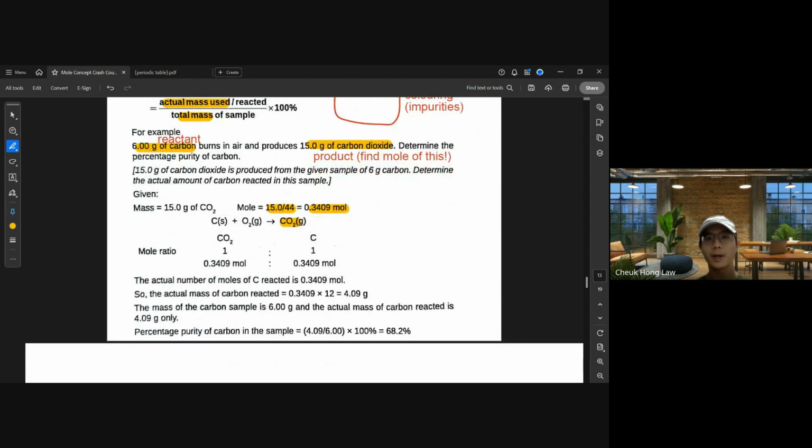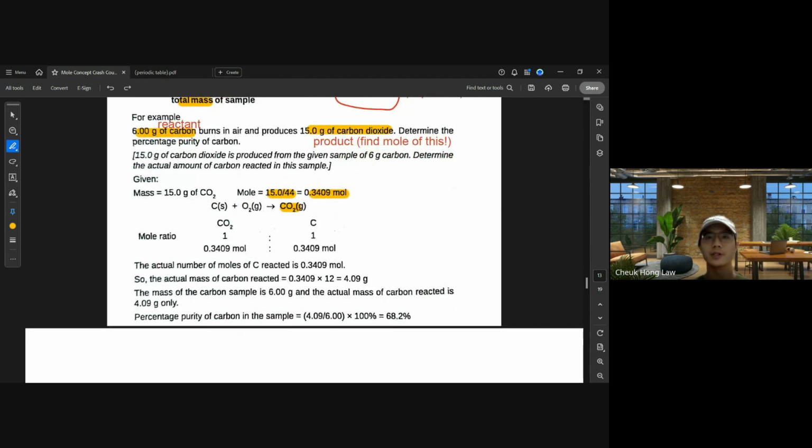Okay, then now I compare the mole ratio. Wait, sorry, now is the chemical equation. So the chemical equation is carbon plus oxygen to give me CO2. Okay, that's the second step. Then finally, the third step is to compare mole ratio. So I'm going to compare the mole ratio of carbon dioxide and carbon, based on the chemical equation is 1 to 1.